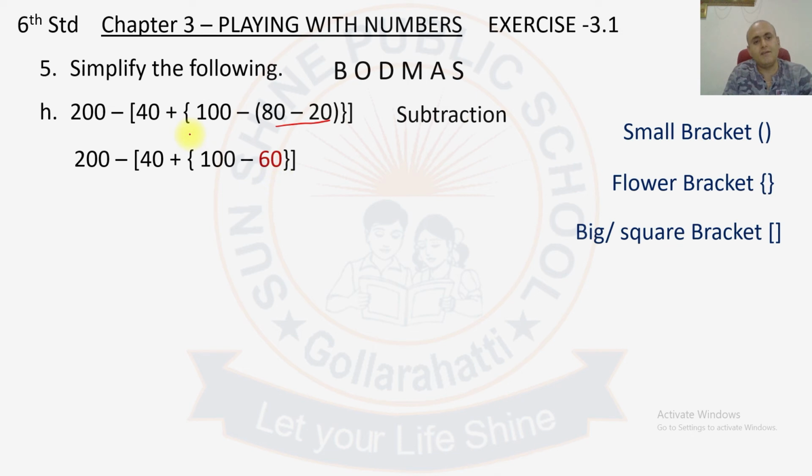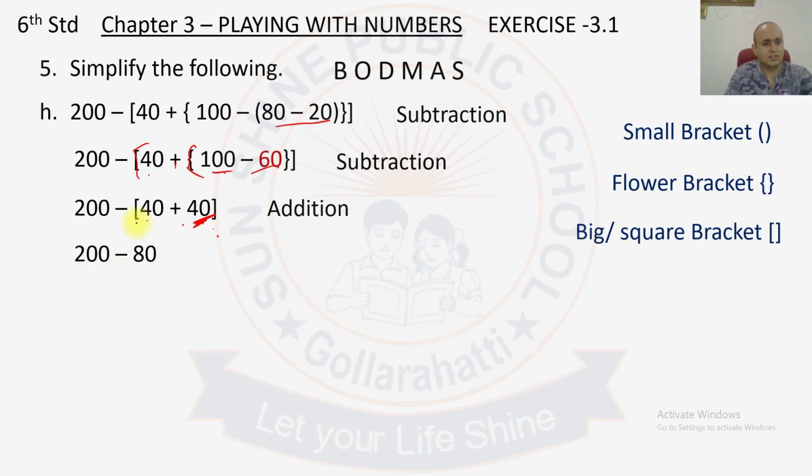Then you have to remove the flower bracket. Inside the flower bracket you have 100 minus 60. If you subtract 100 minus 60, you get 40. Now you have removed the lower bracket also, and the remaining is the big bracket, that is 40 plus 40, since there is a plus sign here. You remove this by adding, and you get 80. So you have 200 minus 80, which gives 120. This is the final answer.